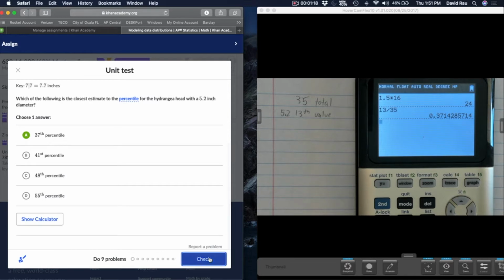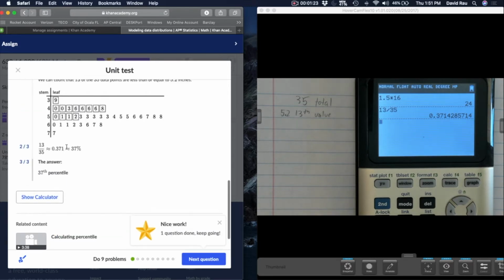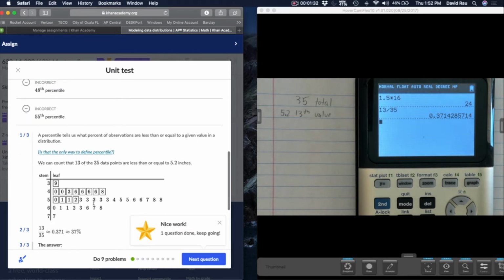Right? Hooray. One thing, I'm going to look at the step-by-step solution. Yeah, that's what they do. So it's observations that are less than or equal to. So include the place of the value itself. So in other words, you're including 5.2 when you're counting up to the values. And if there were more than one 5.2, then you would add all of them, not just the first.